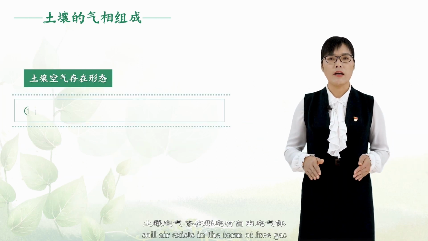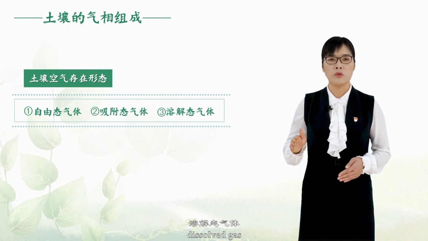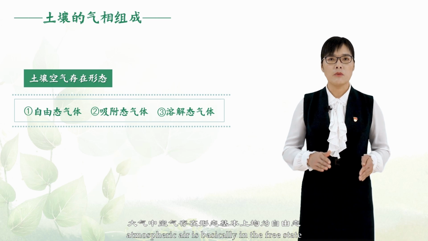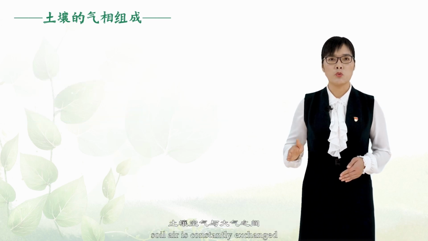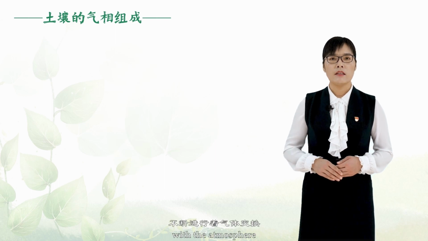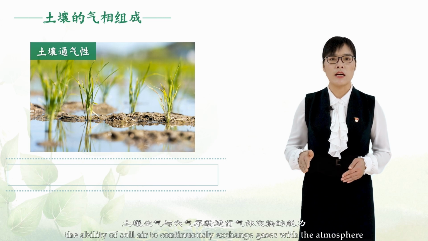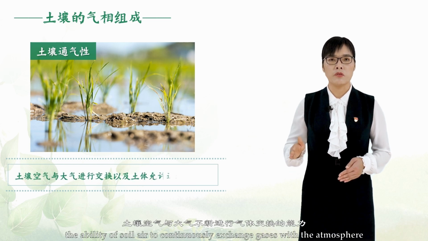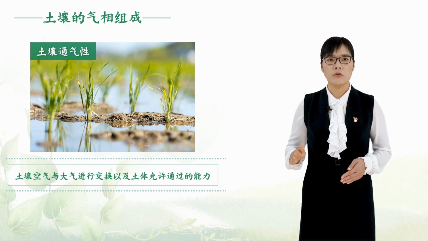Soil air exists in the form of free gas, absorbed gas, and dissolved gas. Atmospheric air is basically in the free state. Soil air is constantly exchanged with the atmosphere to renew soil air. The ability of soil air to continuously exchange gases with the atmosphere is called the aeration of the soil.